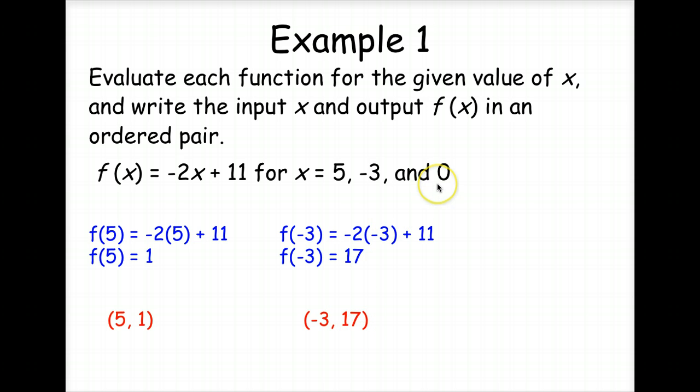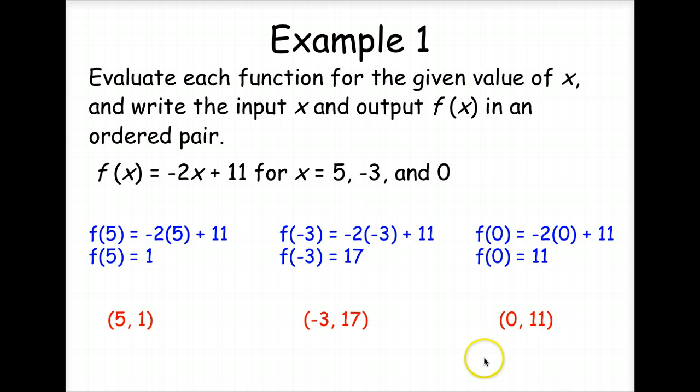Now let's evaluate this function for 0. And we just put it here because this is what we're evaluating for, 0. Negative 2 times 0 is 0, plus 11 is 11. So when we input 0 into this function, we got out an 11.